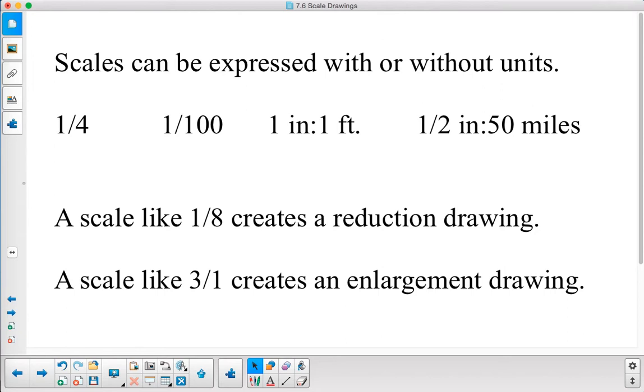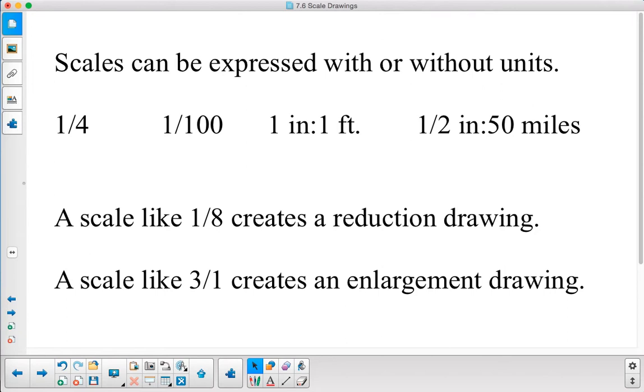When you get to 1 inch and 1 foot, you cannot use that with like centimeters or with millimeters. It has to be inches and feet. So if you have some other measurements, you have to convert those into inches and feet in order to use that scale. 1/2 inch to 50 miles, that might be something you'd see on a map that would help you figure out the mileage in between towns, for instance.